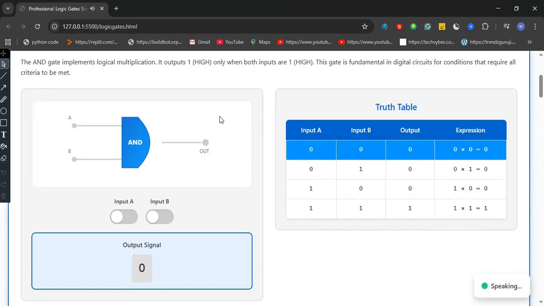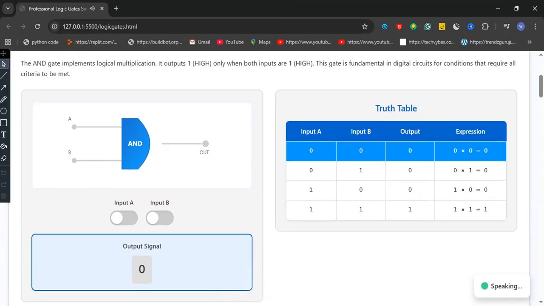The truth table shows all possible input combinations. When both inputs are 0, output is 0. When one input is 0 and the other is 1, output is 0. Only when both inputs are 1, the output becomes 1.